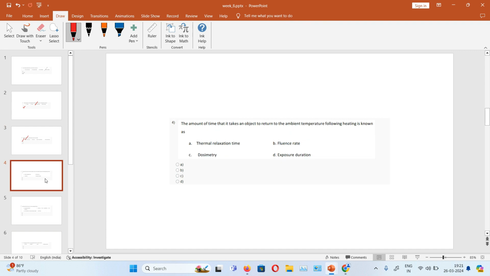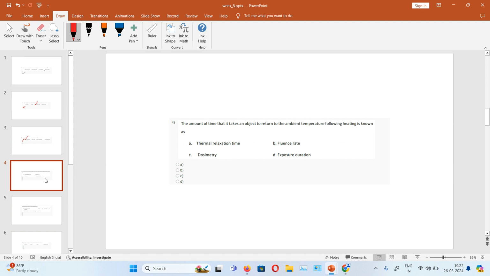The next question is the amount of time that it takes an object to return to ambient temperature following heating, which is known as. So this is like a common answer for everything. If something got excited, whether thermal excitation or any excitation, the time it takes to come back from that excited state is called relaxation.